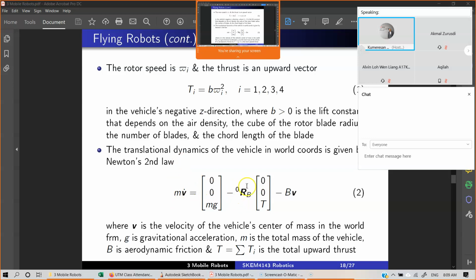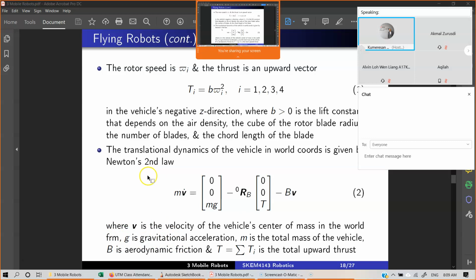And this is the rotation matrix that we have seen in the previous chapter. This is thrust, T equals T1 plus T2 plus T3 plus T4. What is B? B is the aerodynamic friction. Anything that moves forward will have an opposing motion given the air. As long as you're on the earth, when you move, you have to go against the air resistance. So this is the aerodynamic friction.